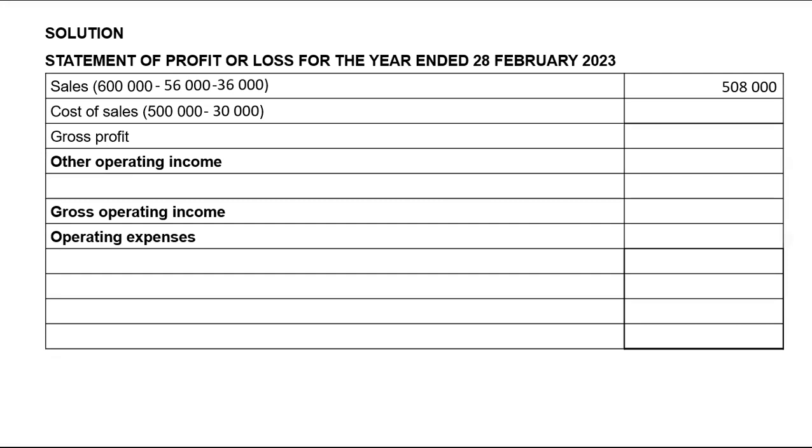All right. So my cost of sales here will be 470,000 rand. Easy, right? Take your sales amount of 508,000 minus that 470,000, and you will get gross profit. Gross profit is just sales minus your cost of sales.